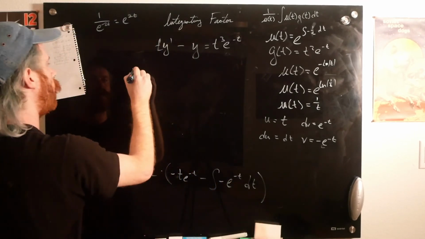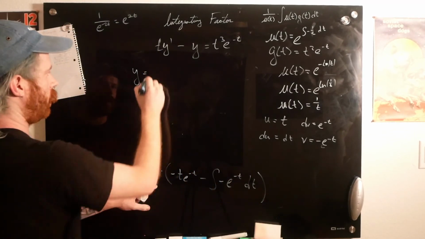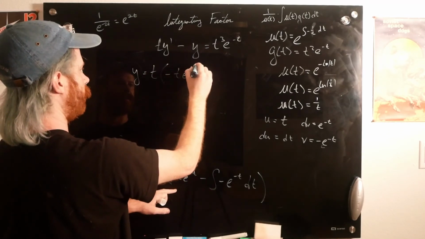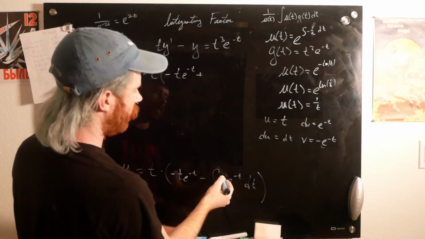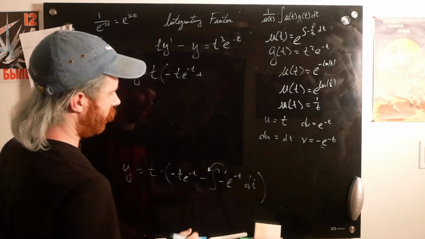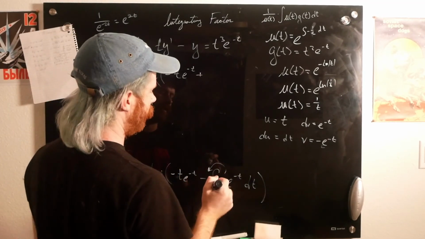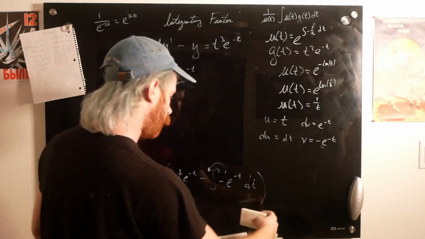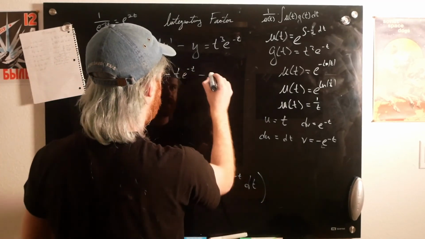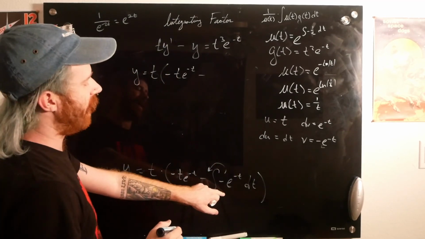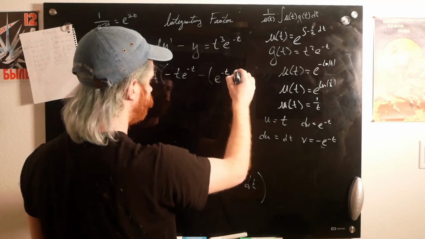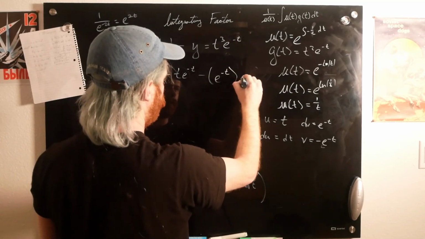So y equals t times negative t e to the negative t. I'm pulling this minus out and making this a plus. The integral of e to the negative t, well, that's going to make it a little bit confusing. Let's go ahead and we'll do minus, and then we're going to do the integral of negative e to the negative t, which is just e to the negative t, and then plus c.